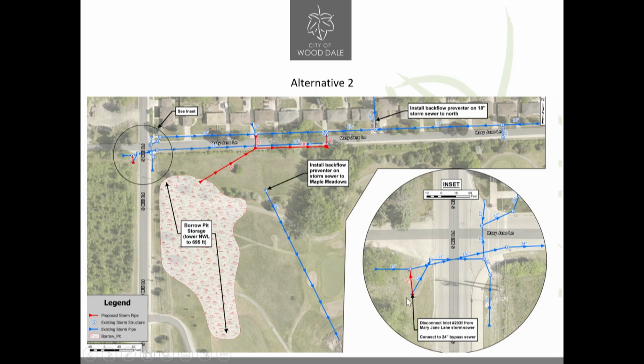We would also separate this inlet here, which is what collects a lot of the runoff coming from the west. We would separate that from the Mary Jane Lane storm sewer system and connect to this 24-inch storm sewer, which drains the Forest Preserve's flood control facilities off to the west and pretty much goes directly to Salt Creek. So we're separating that runoff from the west essentially from the Mary Jane Lane private drainage system.